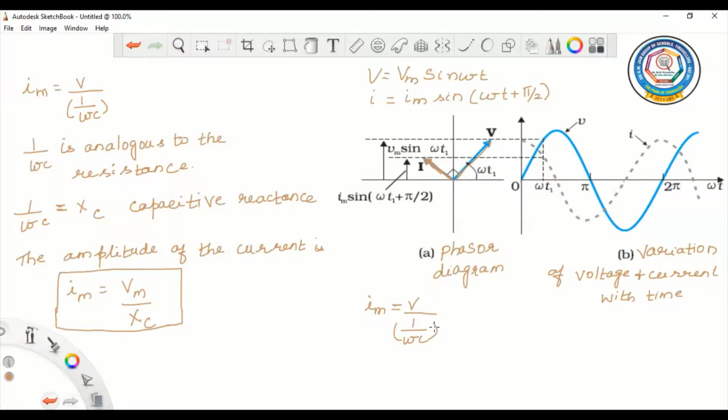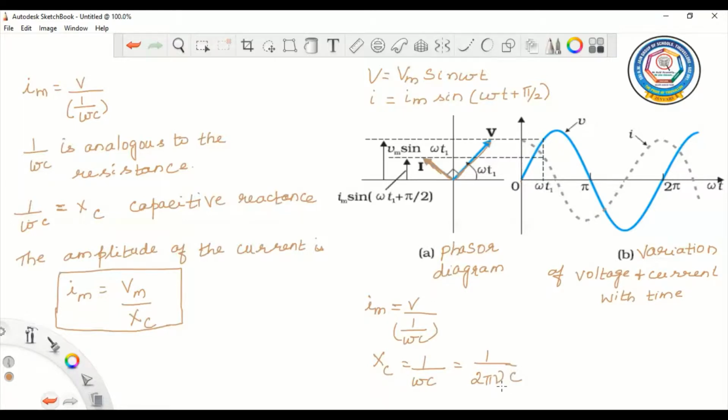So now can we define this capacitive reactance? Yes. You can define capacitive reactance as the opposition offered by a capacitor to the flow of alternating current through it. And Xc is equal to 1 by omega c, and already you know what this omega is: 2 pi nu c.